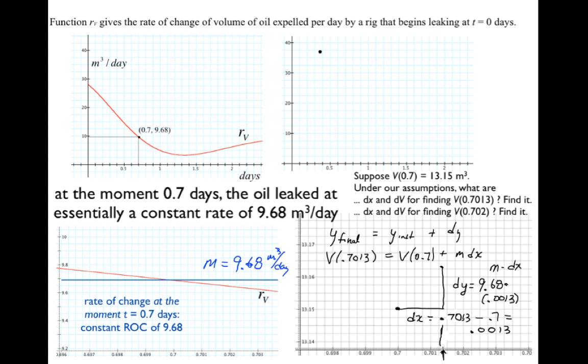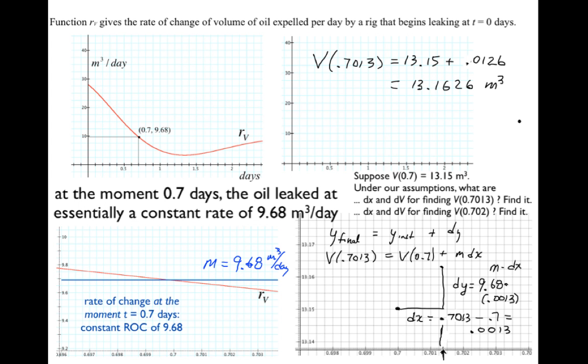So we've got all that stuff, so I'll rewrite that up here now. So V of 0.7013 is going to be V of 0.7, which we were given, the initial amount, 13.15, plus our change, which we calculated here, the 9.68 times dx, and we got 0.126. Is there a 0 in there? Okay, so thank you. And so we got 13.1626 meters cubed. Is that meters cubed or meters cubed per day?